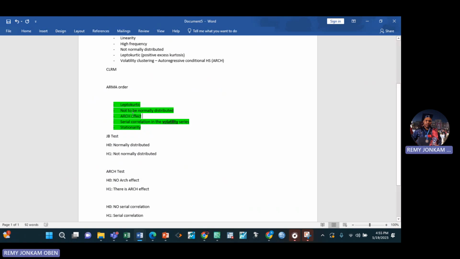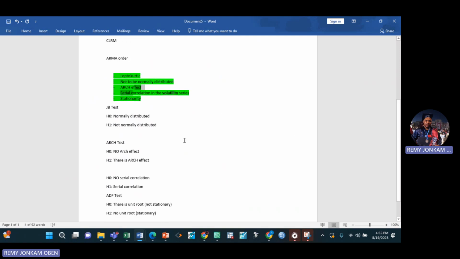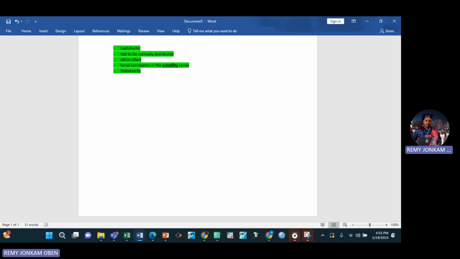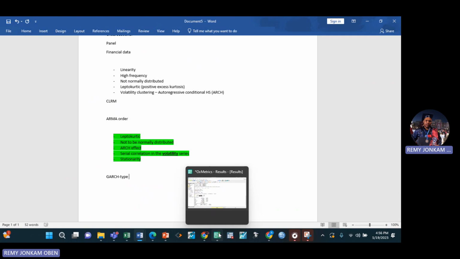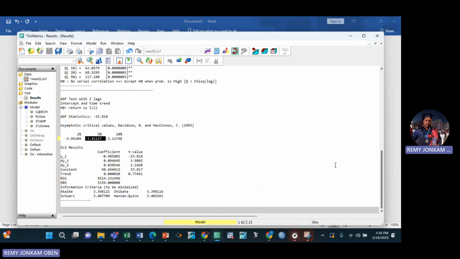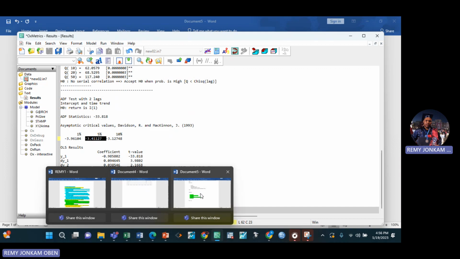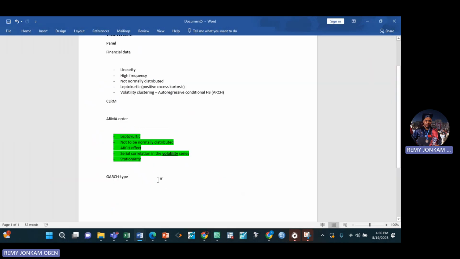In particular, because of the ARCH effects and because we have serial correlation in volatility series, we cannot use traditional time series methods to model the volatility. We have to use the GARCH models, or let's say the GARCH-type models. We are going to use the GARCH-type models to model the volatility. Okay, so that is it about the properties of our data. Now that we have checked the properties and all of them have told us that it is okay to use GARCH-type models, we can go ahead and use them.